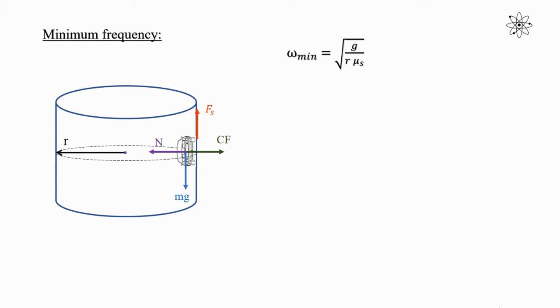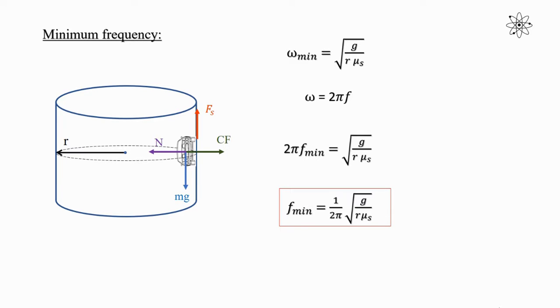Now minimum frequency. Omega minimum, that is angular speed, is equal to under root of g upon r into mu s. But omega, that is angular speed, is equal to 2 into pi into f, where f is the frequency. So 2 pi f minimum is equal to under root of g upon r into mu s. After simplifying, we have f minimum, that is the frequency minimum, is equal to 1 upon 2 pi under root of g upon r into mu s. This is the formula for the minimum frequency of rotation of the vehicle.